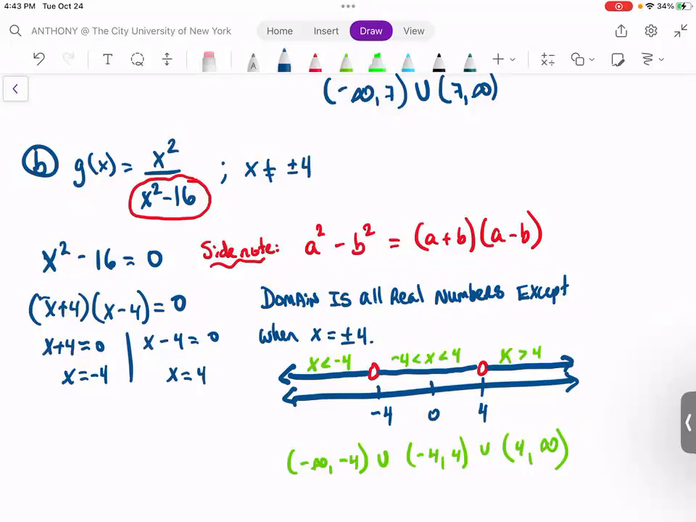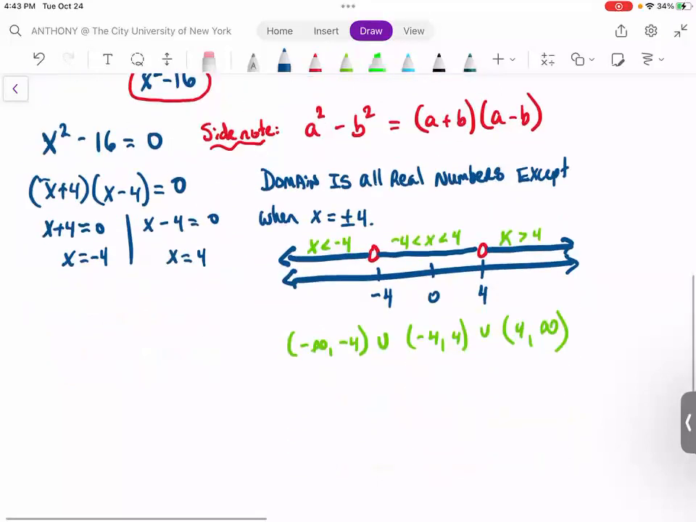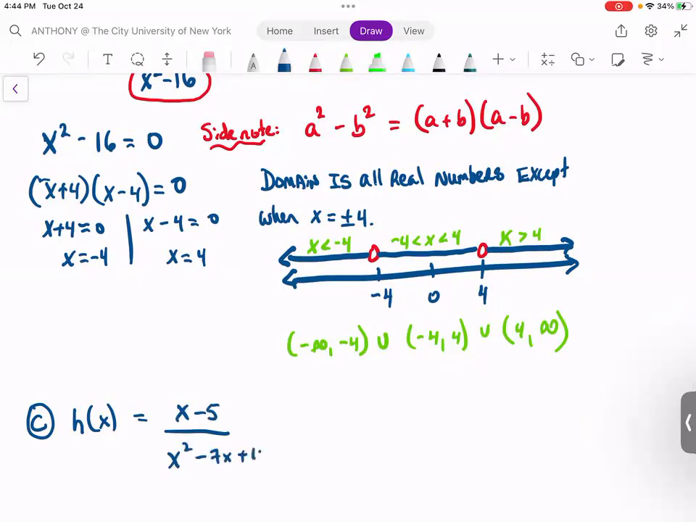Sounds good? All right. Ready to move on? Let's look at part C, and then I'll answer your next questions. So in part C, we have h of x given as x minus 5 over x squared minus 7x plus 10. As I mentioned earlier, you're trying to find the domain of your functions.